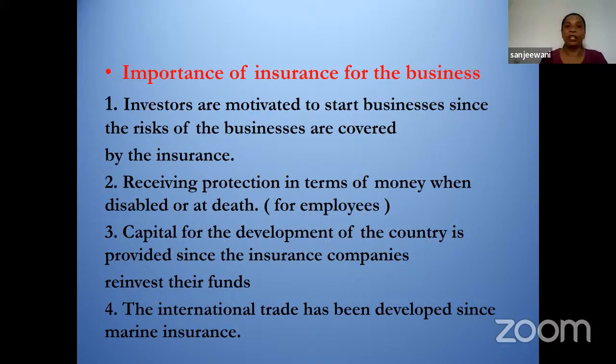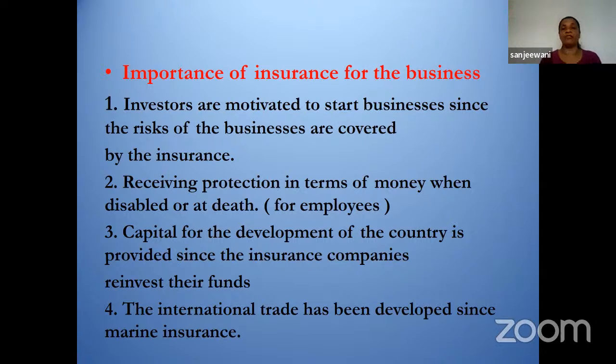There is a risk. But even if the business is covered by insurance, he has some hope, right? So they will be motivated then. That is a plus point. Investors like it if the business is under insurance. Another thing is receiving protection in terms of money in case of disability or death. If something happens on the employee side, they will get the money, certain coverages. That gives an idea of the protection.